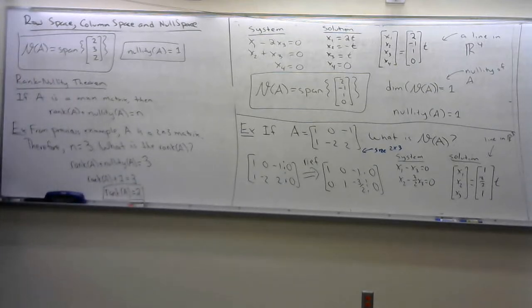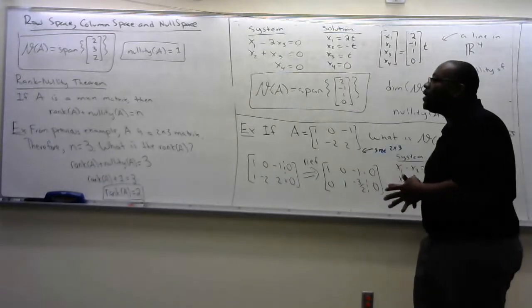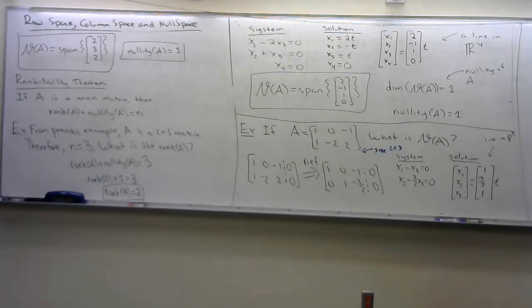So essentially, I know that my column space and row space have dimension of 2. I know that the column space and the row space have to have a dimension of 2 because the rank of A represents the dimension of the row space and the column space of A.